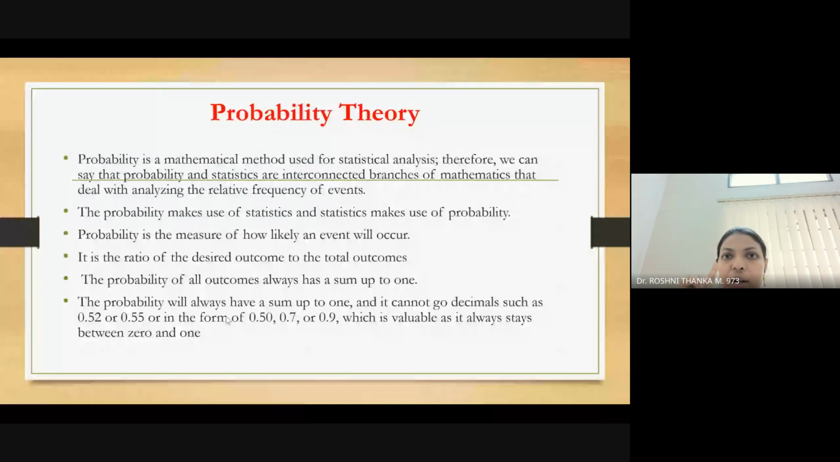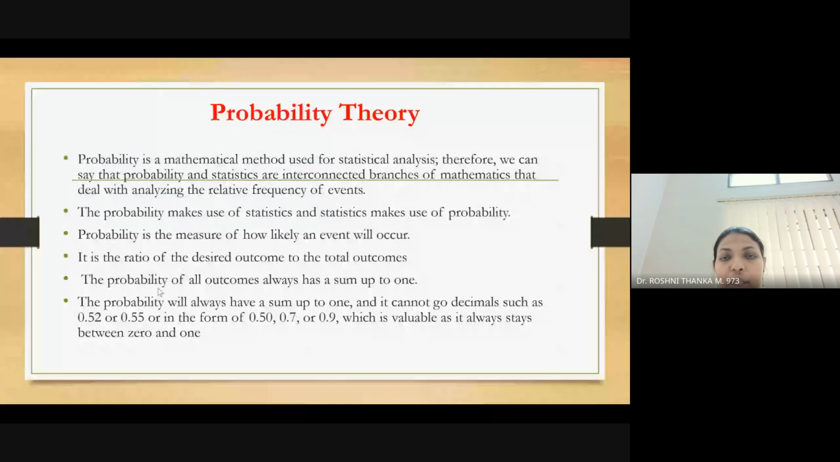The desired outcome is 3, which comes 1 time out of 6 times. Getting 3 is our desired outcome, that is 1, divided by the total possibilities, 6, which means 1 can come, 2 can come, 3 can come, 4 can come, 5, 6. Out of these 6, getting 3 is a 1 time possibility, so it is 1 divided by 6.